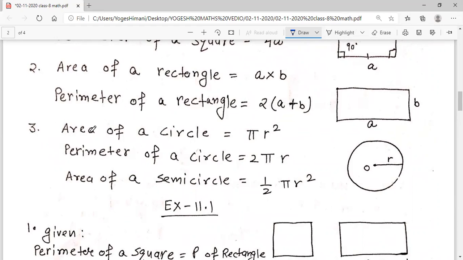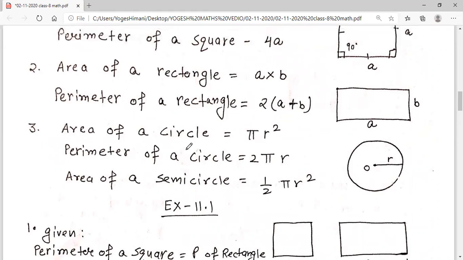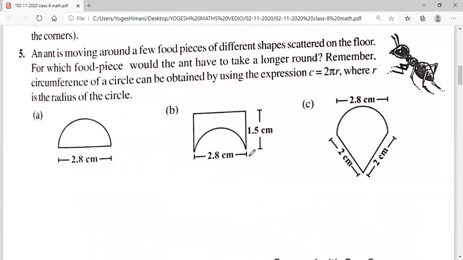Third point is area of circle. A circle is that where radius is r and center is o, and the area of circle will be pi r square. Perimeter of a circle is equal to 2 pi r. Area of a semicircle is equal to half of pi r square.